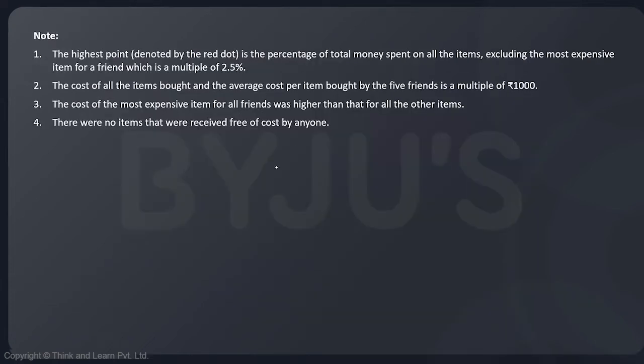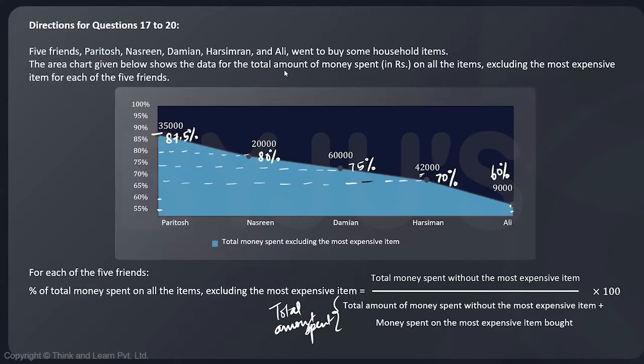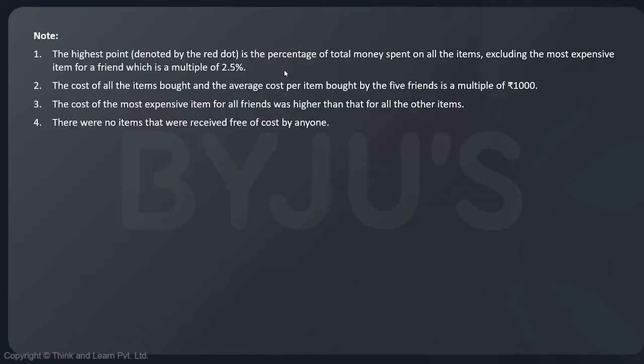We do have 4 more additional statements. It's given that the highest point denoted by the red dot is the percentage of total money spent on all the items, excluding the most expensive item for a friend, which is a multiple of 2.5%. So we can't take 87, we will have to take 87.5, which anyways we took. The cost of all the items bought and the average cost per item bought by the 5 friends is a multiple of 1,000. Fine. So the amount is not in hundreds.